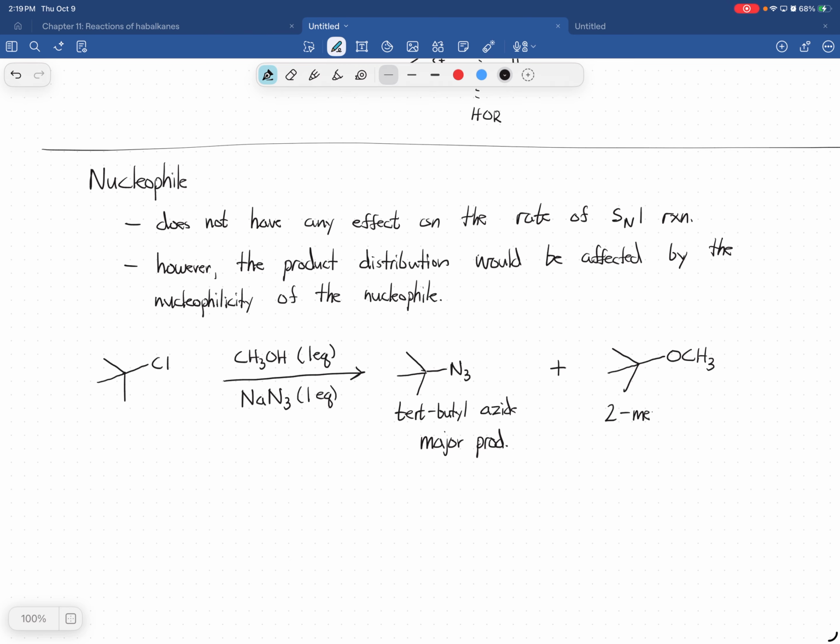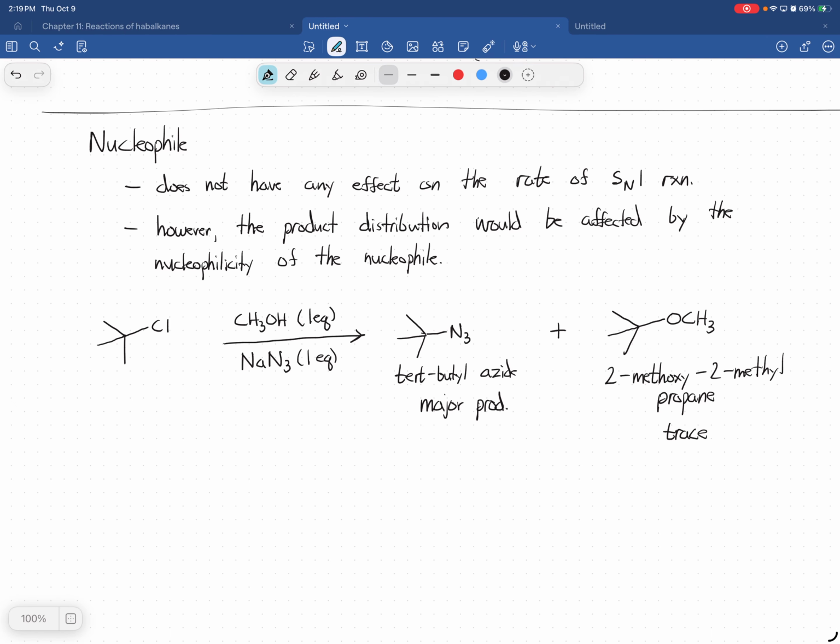So you get 2-methoxy-2-methylpropane. However, this is a trace amount, so it's very little. And that's because this nucleophile is not as reactive as azide, so there you have some competition.